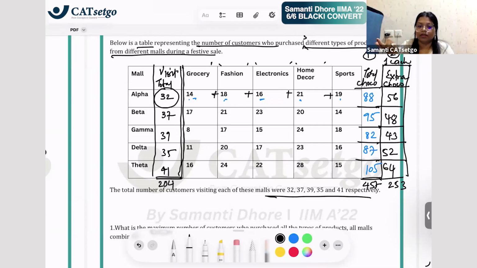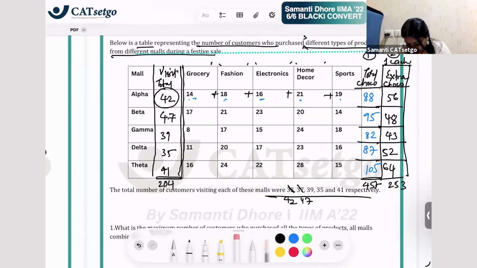Again, remember, I did the extras by assuming. I have to make some changes in this question. Make this 42, make this 47, this will become 46, then this is 46. Okay, fair? So I changed these calculations because I want to teach you a few concepts. That's why make this 42 and this 47, the rest everything is fair and right.